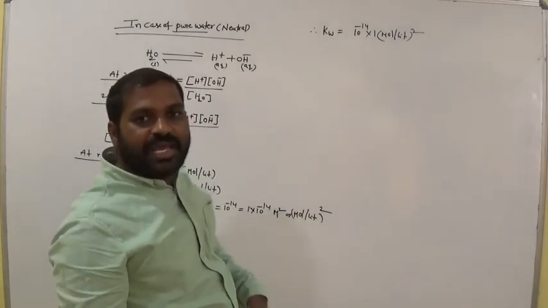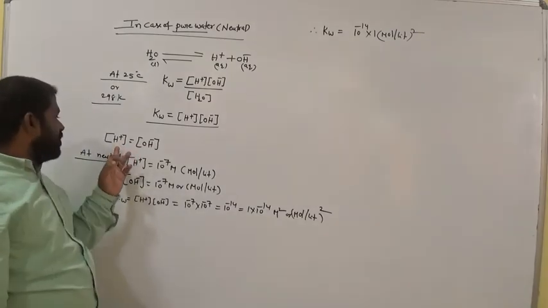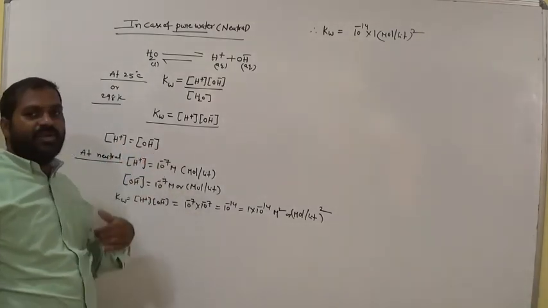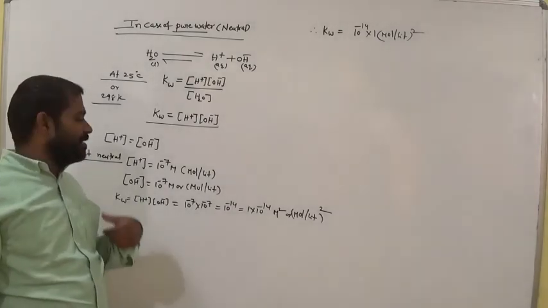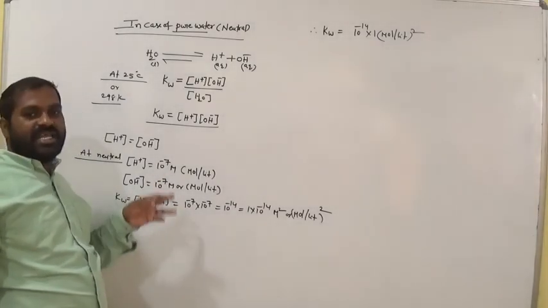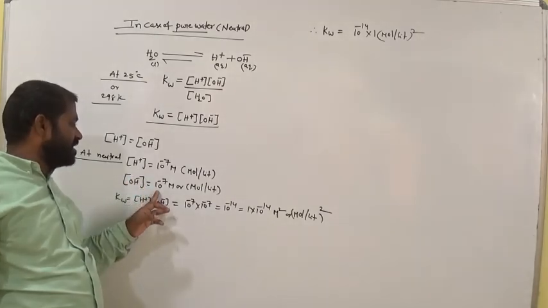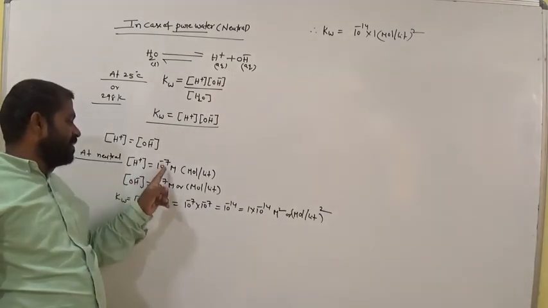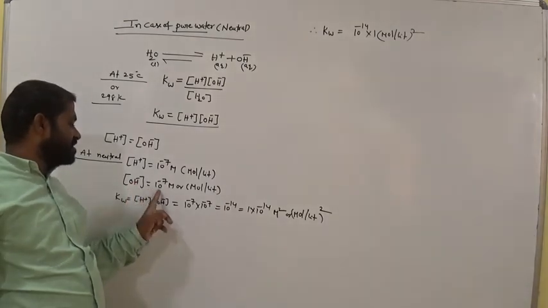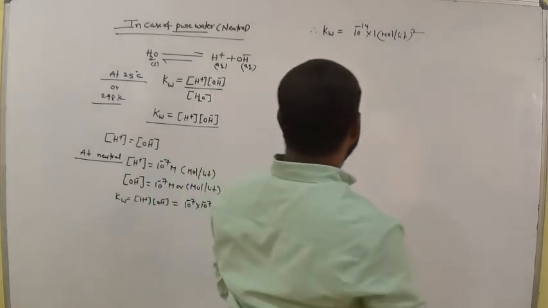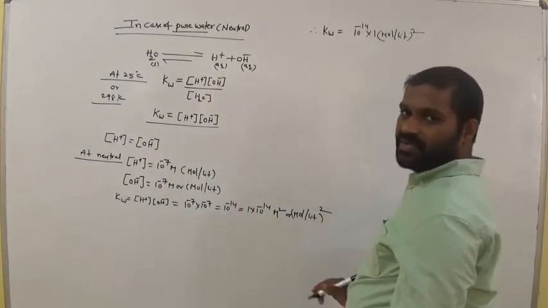At neutral condition, the molar concentration of H plus equals the molar concentration of OH minus. What do we mean by neutral? The concentrations are equal. So here H plus is 10 power minus 7, and OH minus equals 10 power minus 7. Is it clear, everyone?